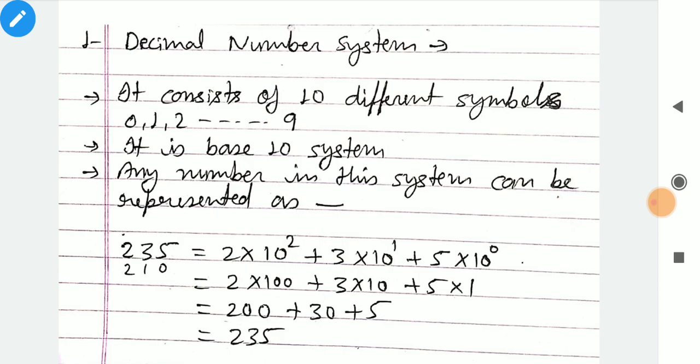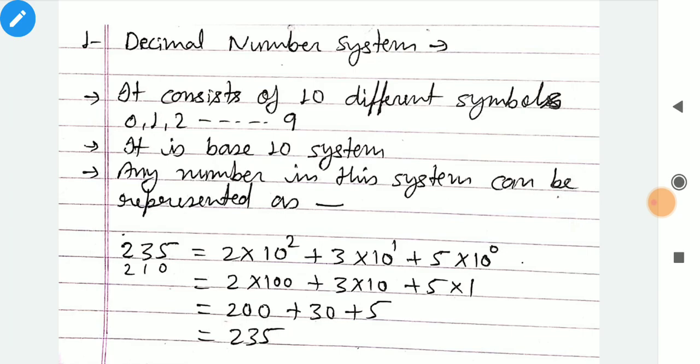So beginning with decimal number system, what is decimal number system? It is the number system that we use in our day-to-day life. The numbers that we use are in this category. It consists of 10 different symbols beginning from 0 to 9, that are 0, 1, 2, 3, 4 till 9. And since there are 10 different symbols being used in this system, it is also called base 10 system.